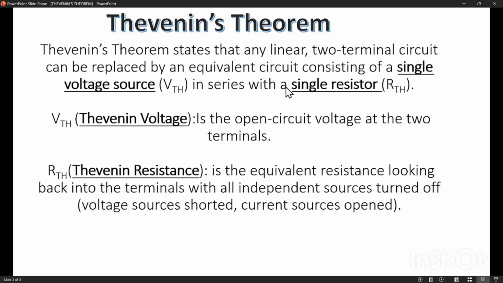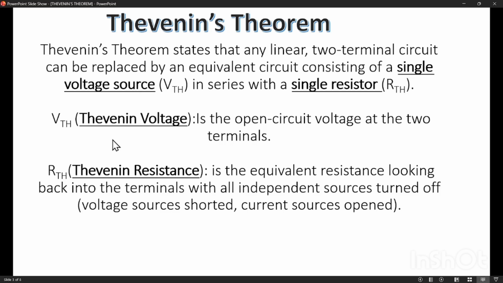It's like we have a complex circuit consisting of many batteries, many resistors, and we want to break it down so that we can find the exact current output of that circuit. So we will replace those many batteries with a single voltage source, as well as replacing those many resistors with a single resistor.